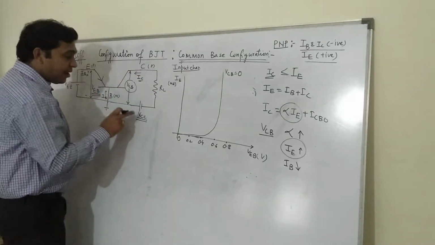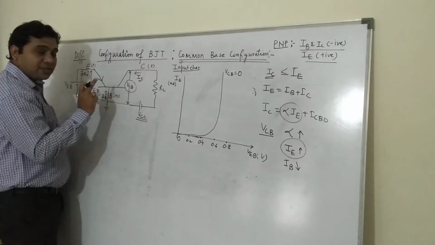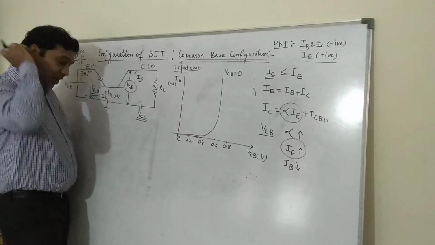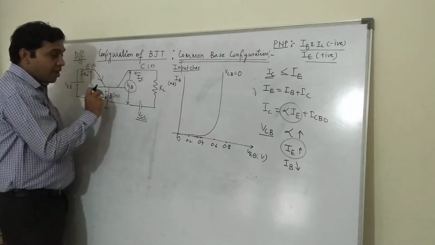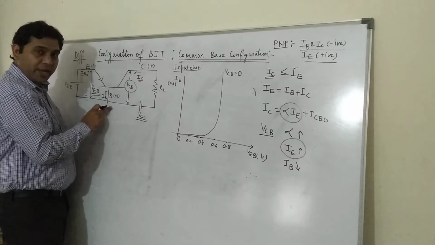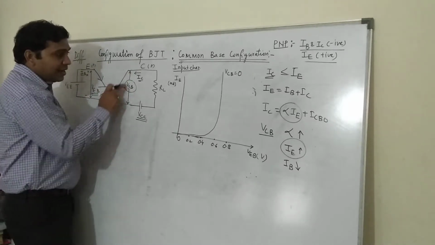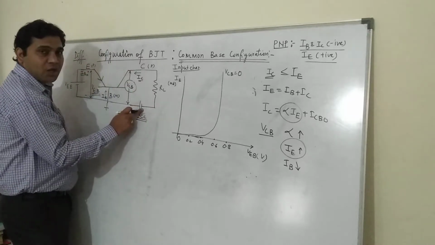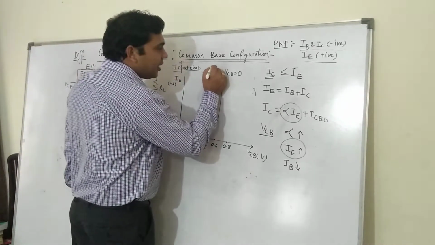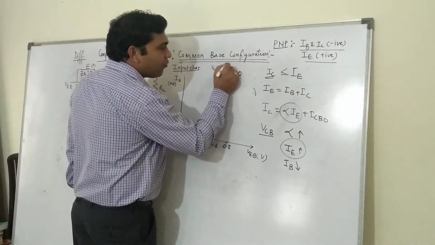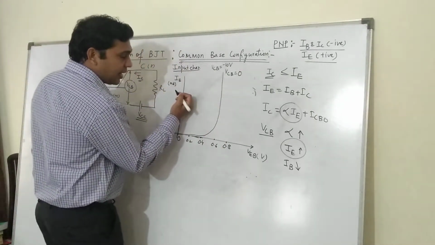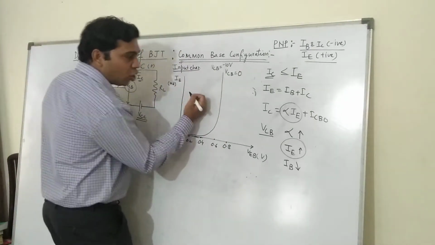Now let's take another VCB. In this, what will be the VCB? VCB will be negative. This is very important. I am taking the voltage of the collector with respect to the base. Base is the common terminal, but the collector itself is at negative, so VCB will be negative. Let's say VCB is minus 10 volt. Then what do we expect? Should the curve go towards the left, or towards the right?